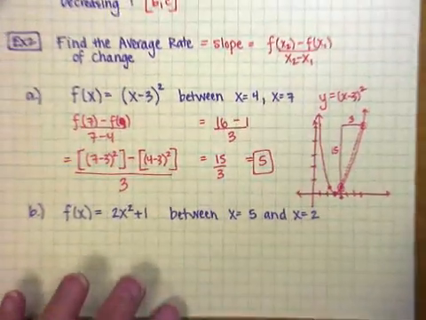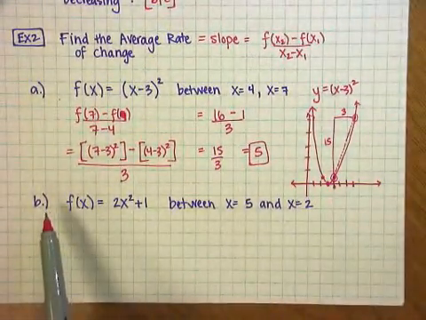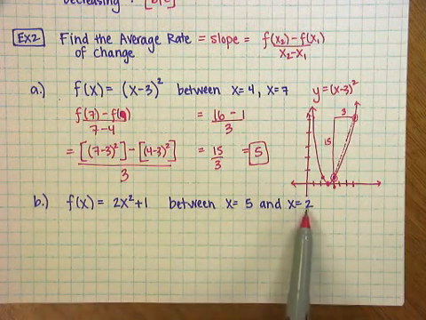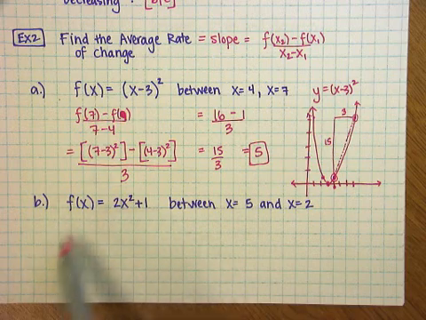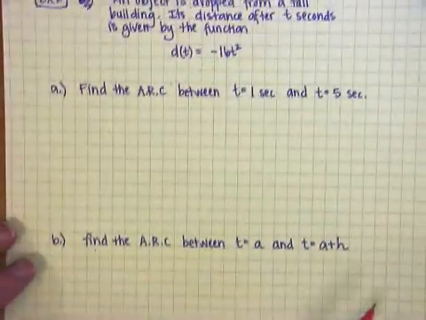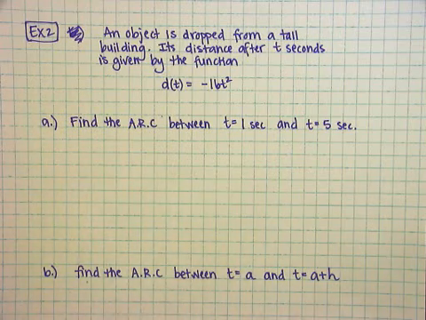Just for a little extra practice on this, would you guys please, as a practice problem, do part B on your own? So you're going to find the average rate of change between x equals 5 and x equals 2. I want you to do it algebraically and then verify it graphically like I did above. Once you get done with that, so you're obviously going to have to pause the video to do that practice problem, we'll go on to example 2.